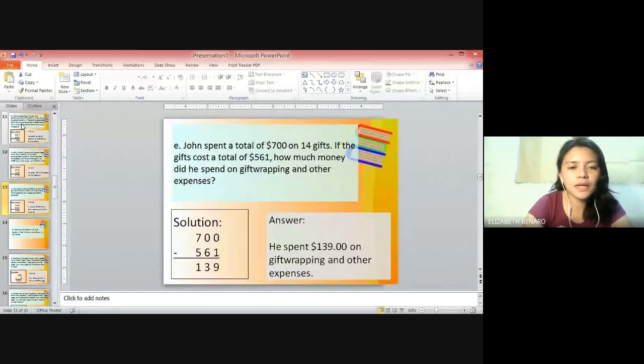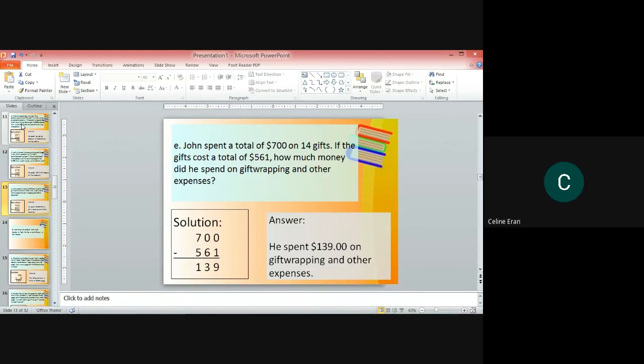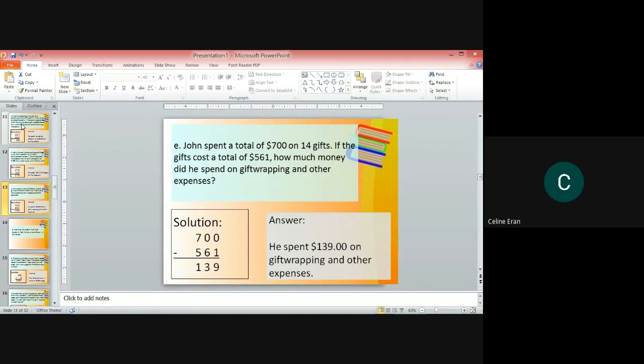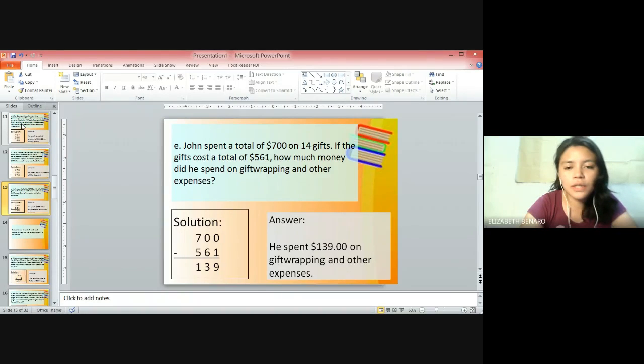Letter E. John spent a total of $700 on 14 gifts. If the gifts cost a total of $561, how much money did he spend on gift wrapping and other expenses? So here is the solution. $700 is the total amount spent on 14 gifts, less $561 for the gifts cost. So the answer is he spent $139 on gift wrapping and other expenses.